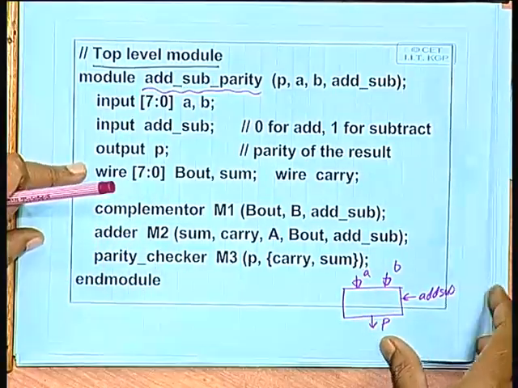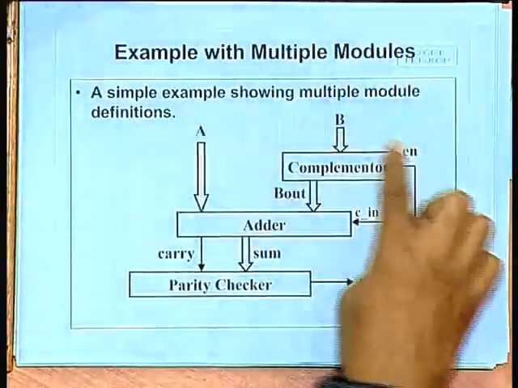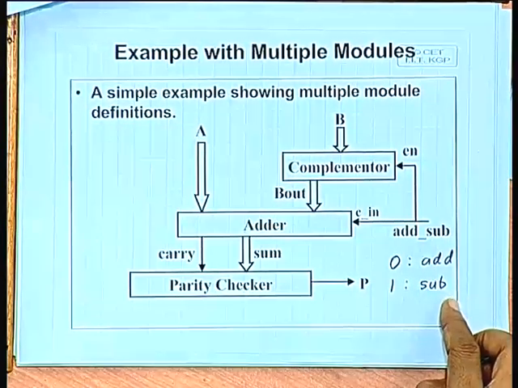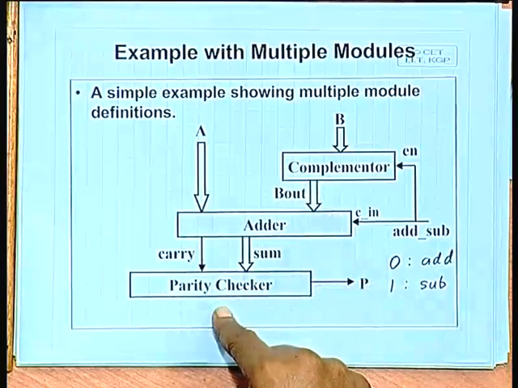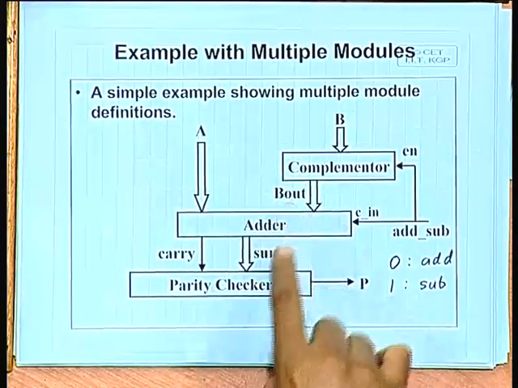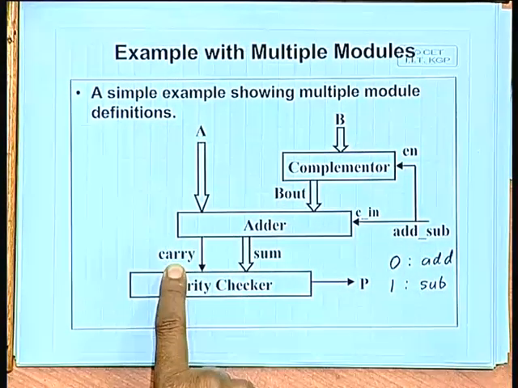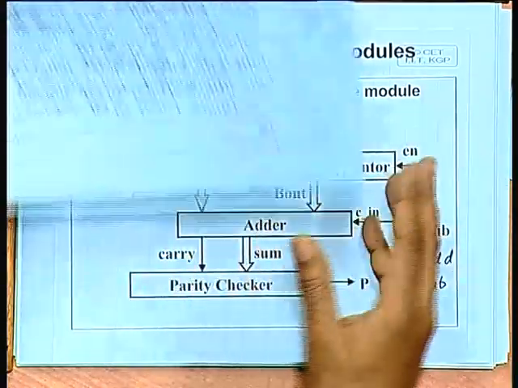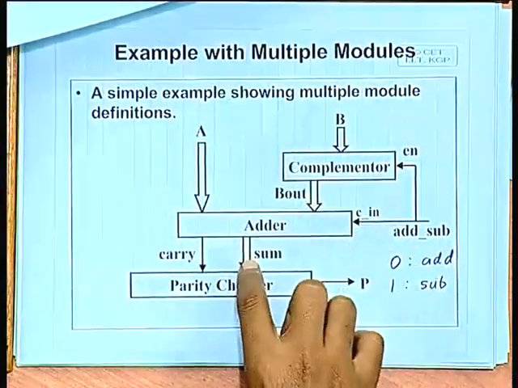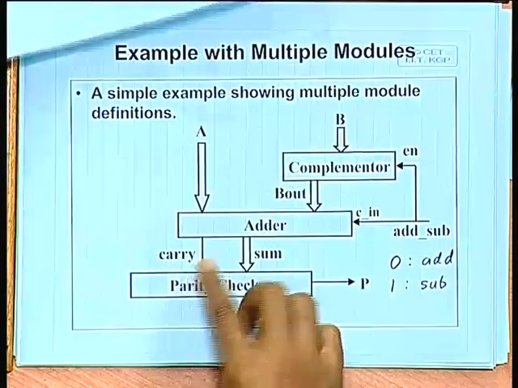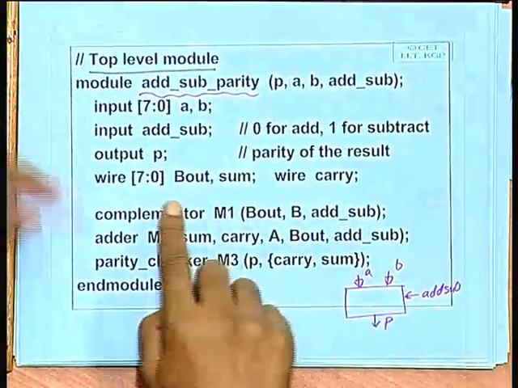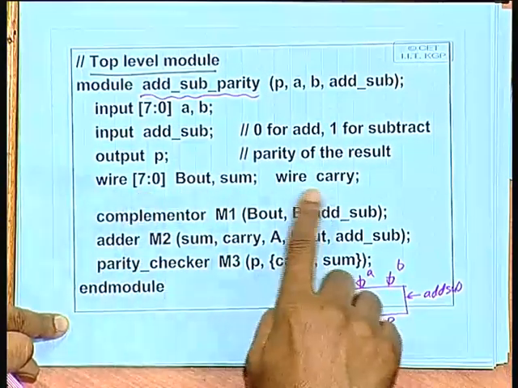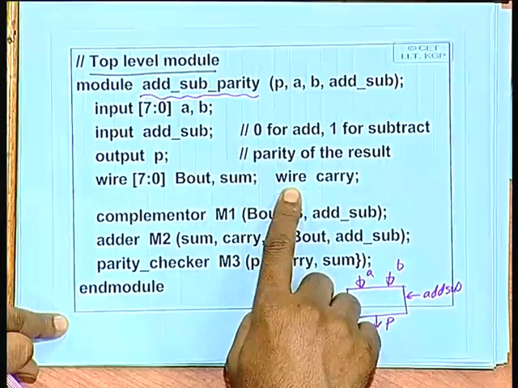Now, internally, since you have this structural diagram already with you, you know that there are some intermediate signals you need like B out, sum, carry. These signals are not available to the outside world, but used internally. B out and sum are 8-bit quantities, carry is 1 bit. So, here we declare B out and sum as 8-bit wires, carry as a single bit wire.